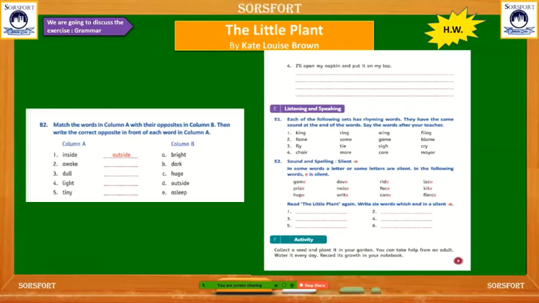And the activity: you have to plant a seed in a small pot and show me the picture. And you have to put water every day. And in 3-4 days, you will see the germination. And you have to send me a picture after 3-4 days.